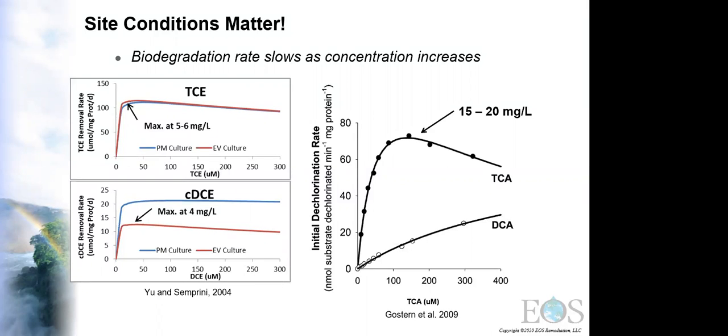So what I'm showing here is both TCE and TCA, so both your ethenes and your ethanes, and degradation rates as a function of concentration. So when you get TCE, say above 5 or 6 milligrams per liter, your efficiencies start to drop off. You are still degrading TCE, just not as efficiently as you would have had the concentration been lower. And the same thing is true for TCA. You get up to about 15 to 20 milligrams per liter, and again, you start losing degradation efficiency. The process is occurring, but it's just not occurring as well as it would have had the concentration been lower, okay?